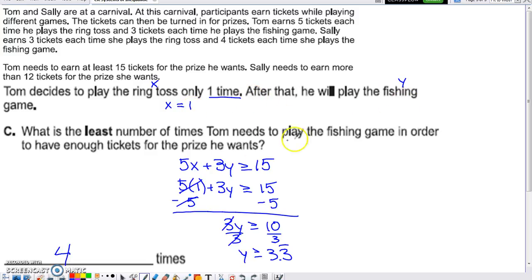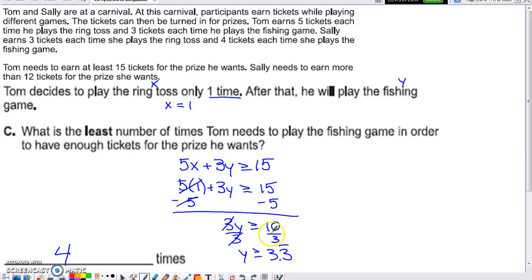After that, he's only going to play the fishing game. So what's the least number of times he's going to have to play the fishing game after playing the ring toss 1 time? So what I did is I realized, hey, X is 1. Putting 1 in for X is going to mean he's going to get 5 tickets from playing the ring toss that 1 time, and I need to figure out what my answer for Y is. So I'm going to subtract 5 from both sides of Tom's inequality from part A. That's going to give me 10 on the right-hand side. I have 3Y on the left. I want to know what my answer for Y is, right? I want to know how many times he's going to have to play the fishing game.